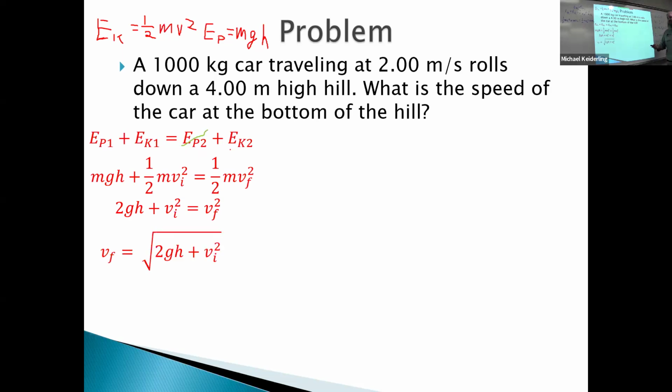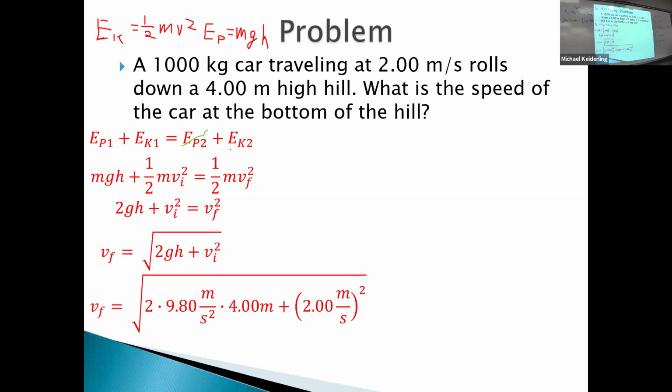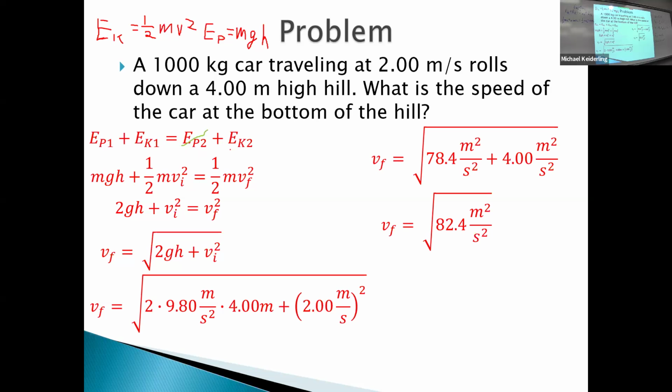And so v final is going to be the square root of 2gh plus v initial squared, or 2 times 9.8 times 4 meters plus 2 meters per second squared. So 78.4 meters squared per second squared plus 4 meters squared per second squared, which is 82.4 meters squared per second squared, which comes out to a final velocity of around 9.08 meters per second.